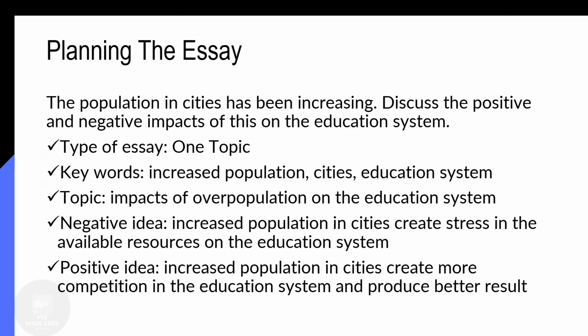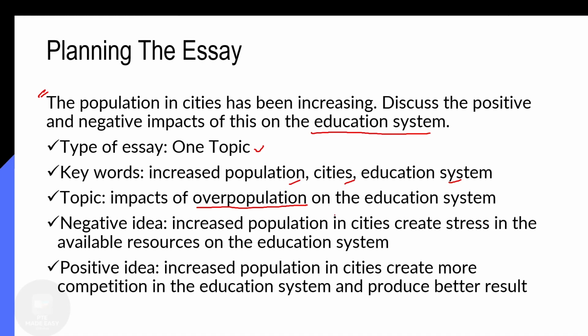Let's take an essay and do a proper planning. So the question is, the population in cities has been increasing. Discuss the positive and negative impacts of this on the education system. So what's happening if the population is increasing in the city, especially on the education system? So of course it is a one topic essay, number 1. Number 2, keywords are increased population, cities, education system. Topic itself is impacts of overpopulation on education system. Please, I would rather request you do not use the word overpopulation, rather use increased population. It will give more similarity to the topic.